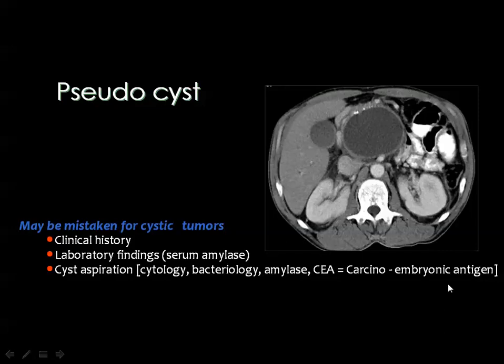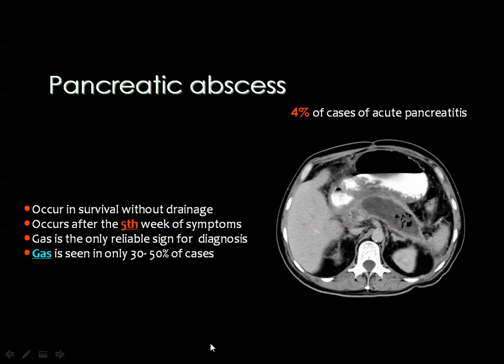This cyst may be mistaken for cystic tumors like mucinous cystadenoma of the pancreas, as I will mention in the section on pancreatic tumors, but you can spot the diagnosis, of course, by the clinical data and the laboratory findings where the serum amylase level is markedly elevated. And also you can aspirate the pseudopancreatic cyst and assess the amylase in the fluid of the cyst as well. Then pancreatic abscesses may develop or may be seen in 4% of cases of acute pancreatitis.